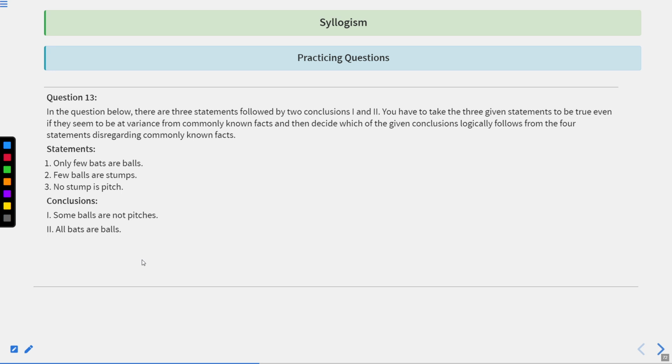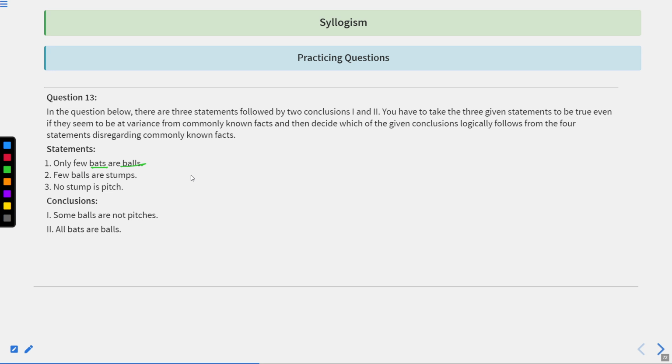This question says that only few bats are balls. Okay, few bats are balls. Now there will be 2 circles that are going to represent what? One is going to represent bats, another is going to represent balls. Then few balls are stumps. So there is few bats are balls and few balls are stumps.